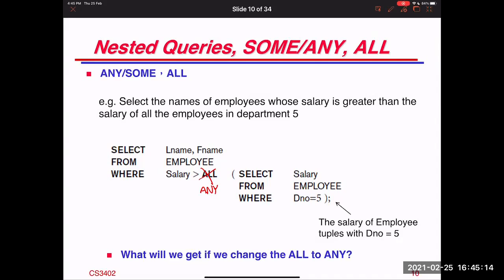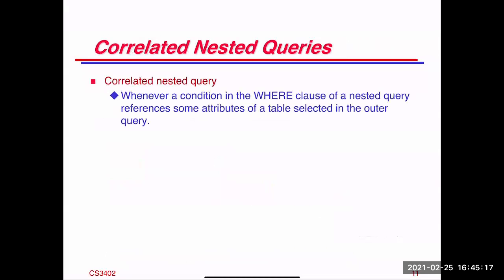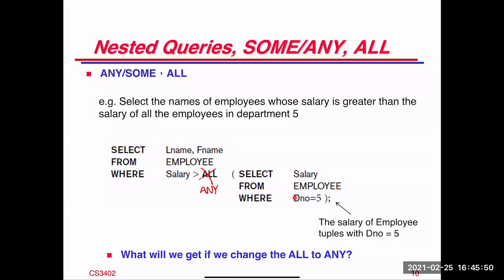Okay, so it seems that you understood these nested queries, which is good because they are very useful and also they can get very complicated. And in fact, one of these more complicated features of nested queries is what we're going to be discussing next, namely correlated nested queries. So whenever you have a condition in the where clause of a nested query that references some attribute of a table selected in the outer query, then we call it a correlated nested query. So far we didn't have that, right? Because if you look back to this example, for instance, the where clause here didn't concern the outer query at all, right? So these were not correlated.